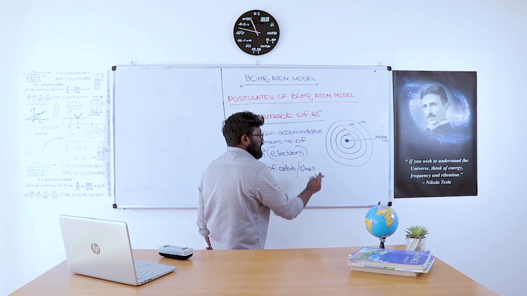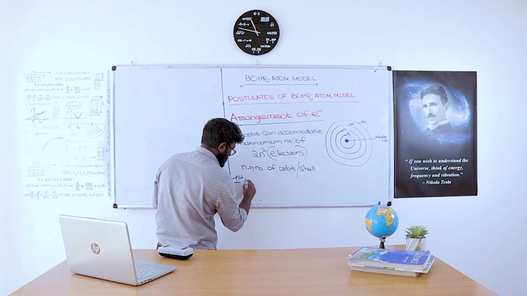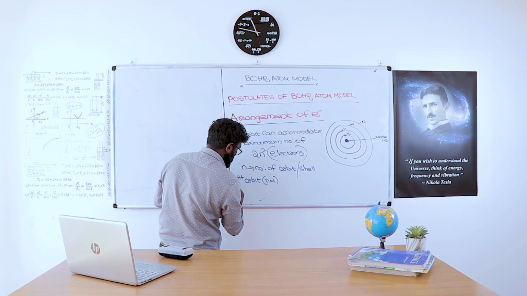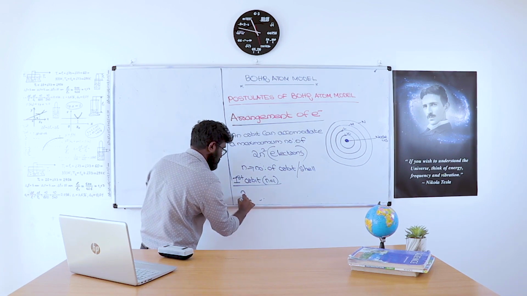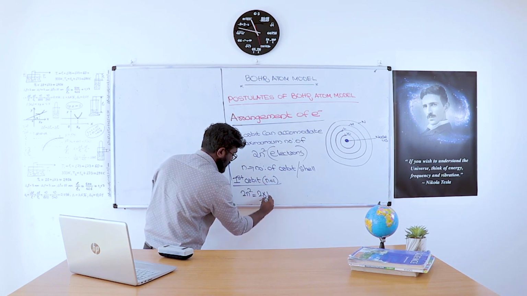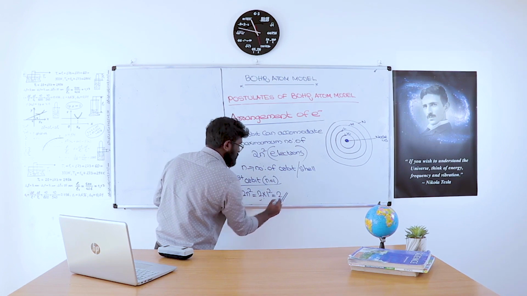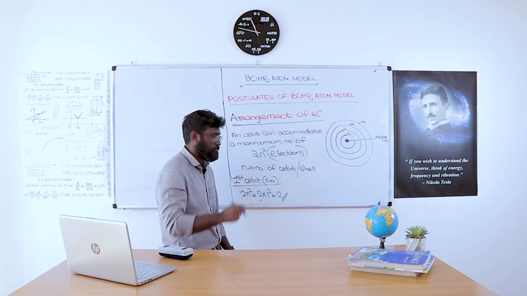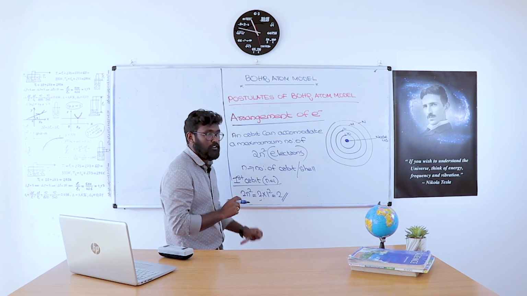If we consider the first orbit, n is equal to 1. The maximum number of electrons that can be accommodated in the first orbit is 2n square, that is 2 into 1 square, which is 2 into 1, that is 2. So a maximum of 2 electrons can be accommodated in the first orbit.